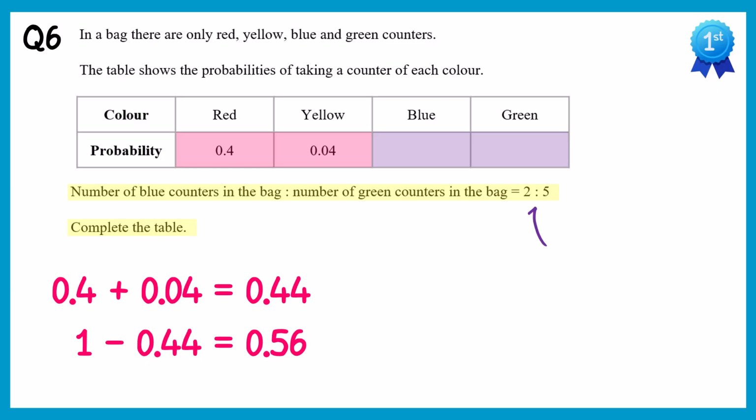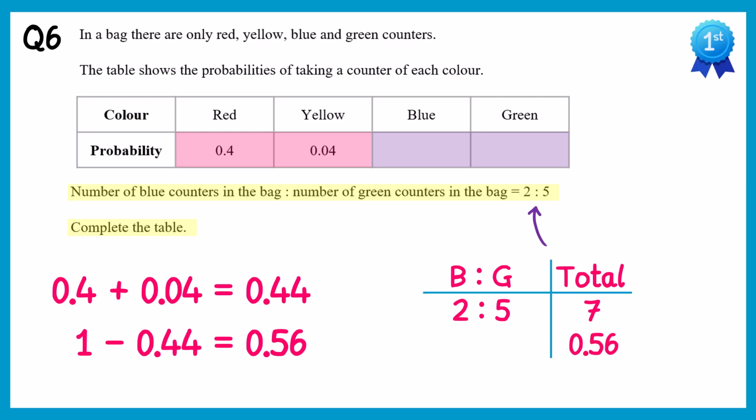Now we can return to this ratio. The ratio of the number of blue to the number of green is 2 to 5. So that will also be the ratio of their probabilities. So if we write down blue to green is in the ratio 2 to 5, and then we create this table with a total column. If we add up 2 and 5, we get 7. 7 parts must represent all of the probability, which we said was 0.56.